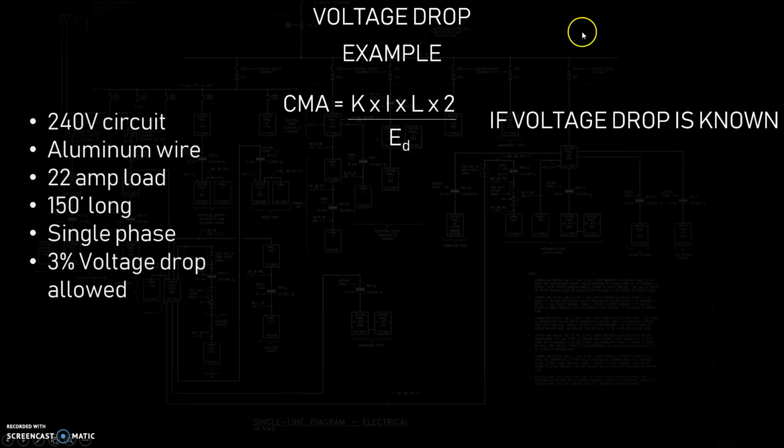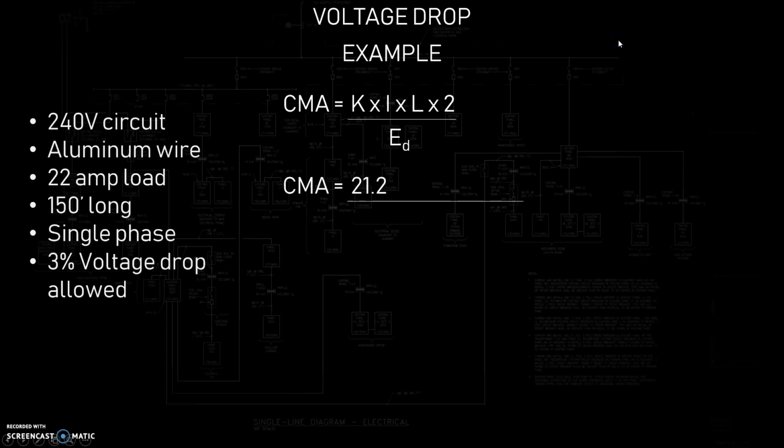So we're going to use this version of the formula, right? So let's go ahead and fill in some values here. So my K value is 21.2 because we're using aluminum wire. 22 amp load, 150 feet long, single phase, so we use a multiplier of 2. So what are we going to put in here for our voltage drop? Well, I told you it's a 240 volt circuit. We're going to allow 3% voltage drop. What does that work out to be? 7.2. So again, back to that slide I showed, I said you might want to jot that down. You could have already had that in your notes. Again, it's easy enough to figure out.